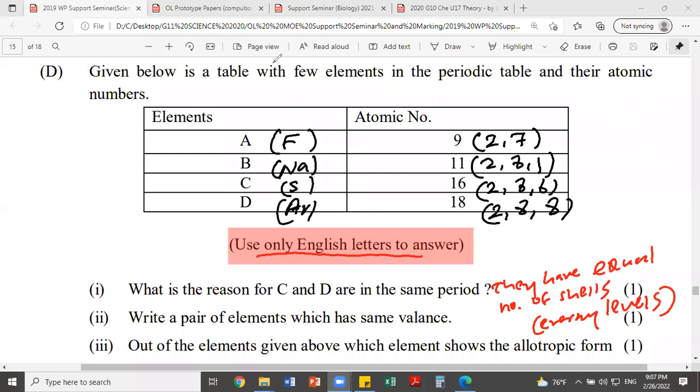There are more than 30 students. Good. What about the others? Remember, there is no point in just copying down the answers if you will not improve. Even if your answer may be wrong, you have to mark this. They have the same number of shells.